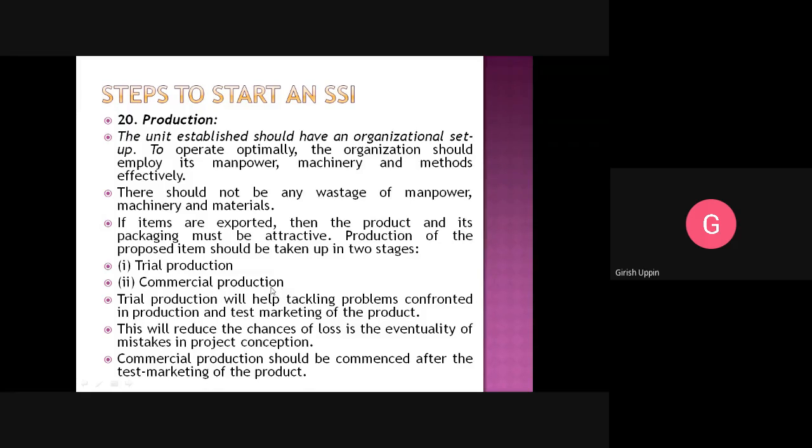Production of the proposed item should be taken up in two stages. One is a trial production, and the second one is the commercial production. Trial production, what is a trial production? It is kind of a mocking.